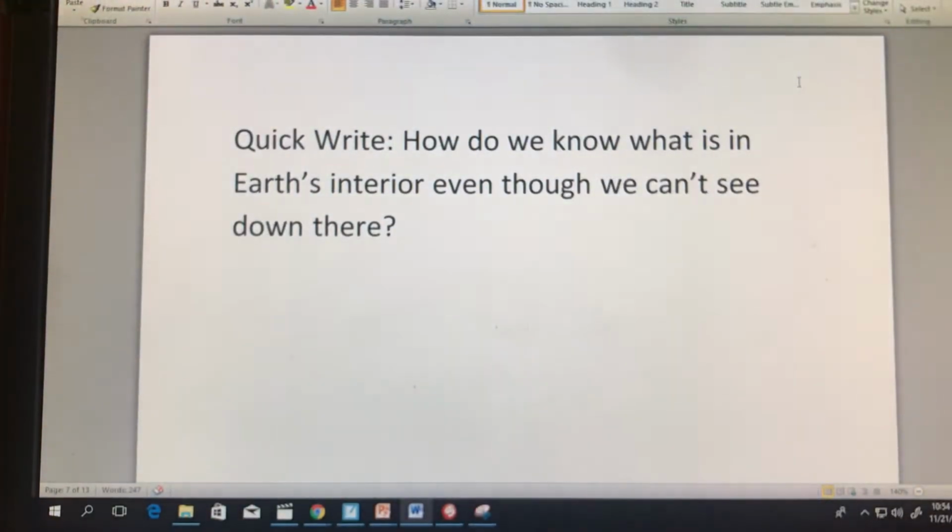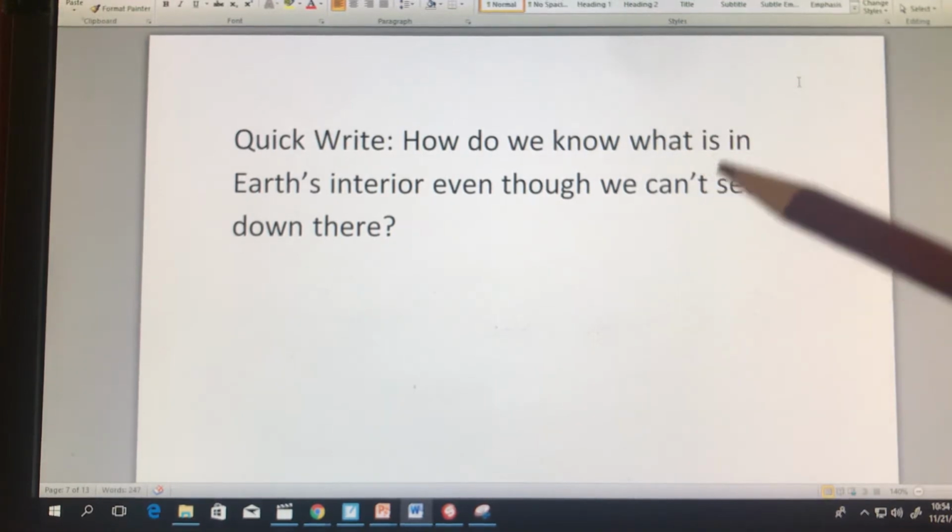Okay, so we have this question out in front of ourselves. We have our regular pen and pencil out of our hands. We have a colored pen and pencil in our hands. That's great. And what you are now going to do is you're simply going to share your answer around your table to this question. How do we know what's in Earth's interior even though we can't see down there?